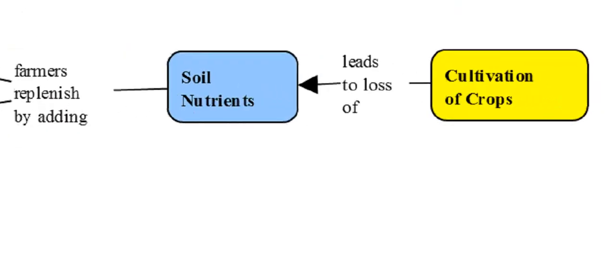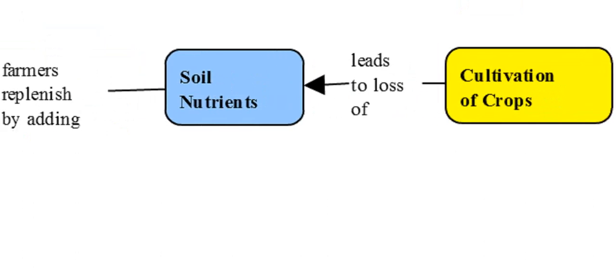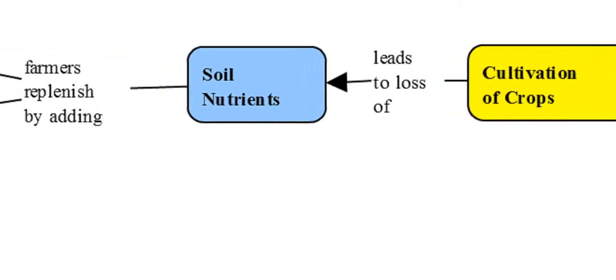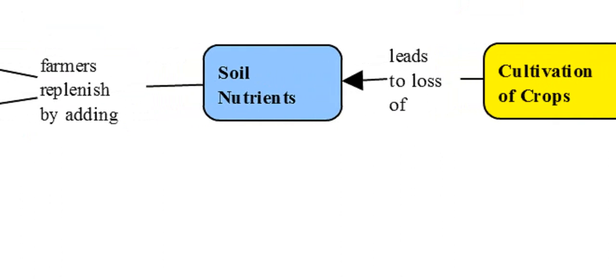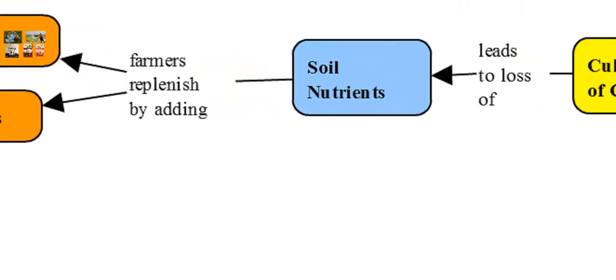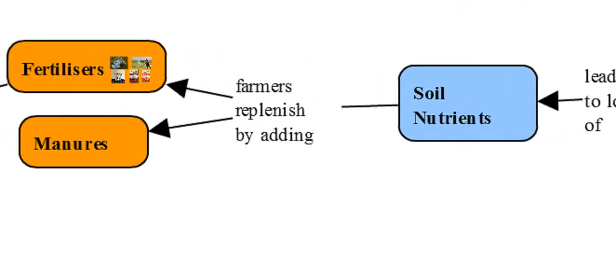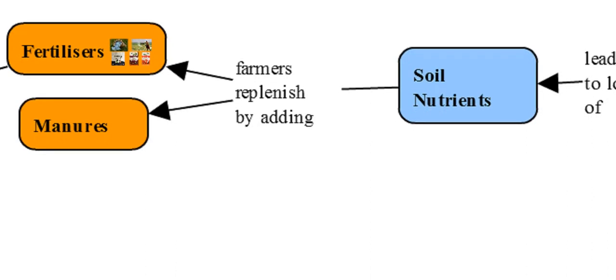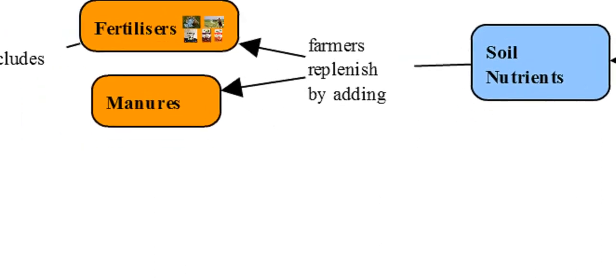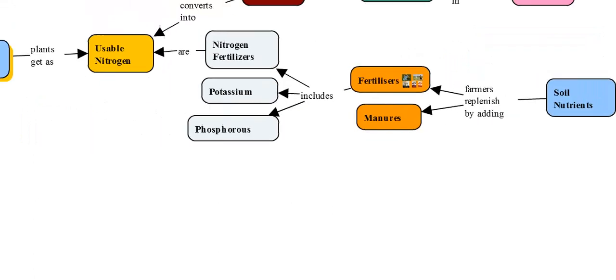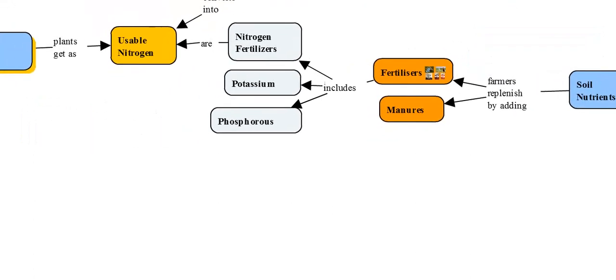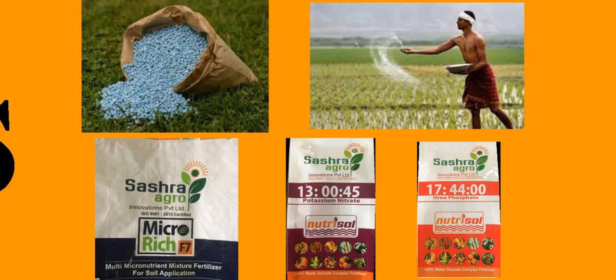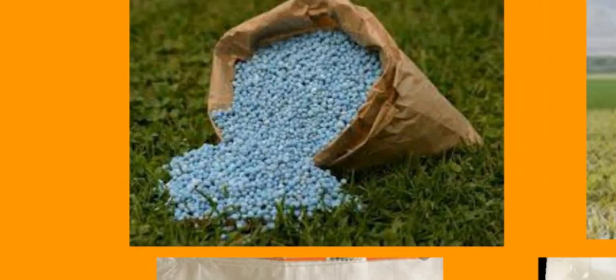In the cultivation of crops, the soil loses its nutrients because the plant absorbs the nutrients. Farmers replenish these nutrients by adding manures and chemical fertilizers. It's not manicure, it's manures. Fertilizers include nitrogen fertilizers, potassium, or phosphorus. Here you can see chemical fertilizers.